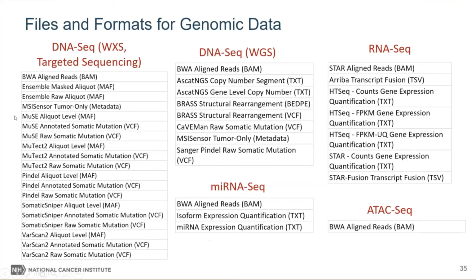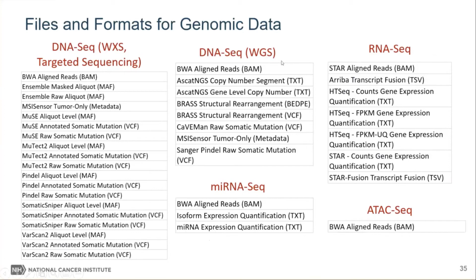These experimental strategies have been generated from the maximum number of GDC pipelines, and therefore they have a variety of file types available. These include the BAM files from BWA aligner, and somatic mutation data from 5 variant calling pipelines. They are available as VCF, or variant call format, files. Additionally, mutation annotation format, or MAF, files are also available that contain aggregated mutation information from VCF files. In addition, the microsatellite instability sensor metadata is available from tumor-only data.